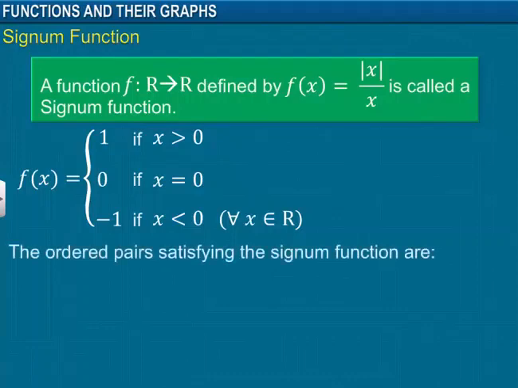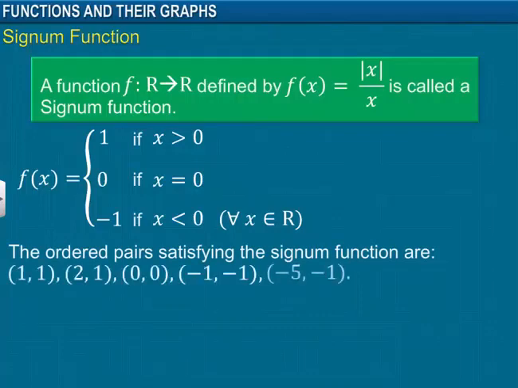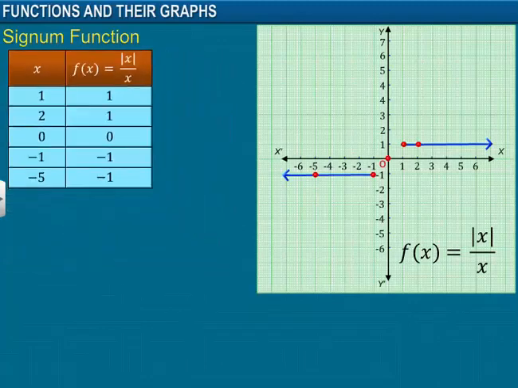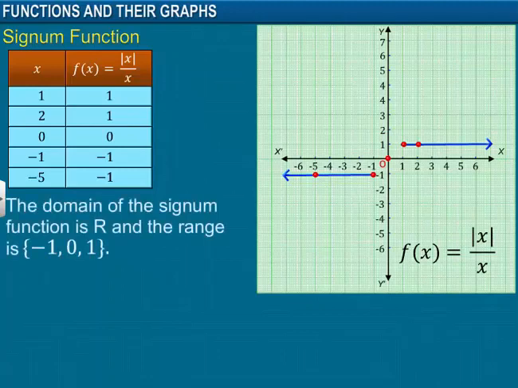Some ordered pairs satisfying the signum function are. On plotting these points on the Cartesian plane and then joining them, we get the graph of signum function f of x is equal to mod of x divided by x. The domain of a signum function is the set of real numbers, and the range is the set having the elements -1, 0, and 1. It is also written as sgn x.